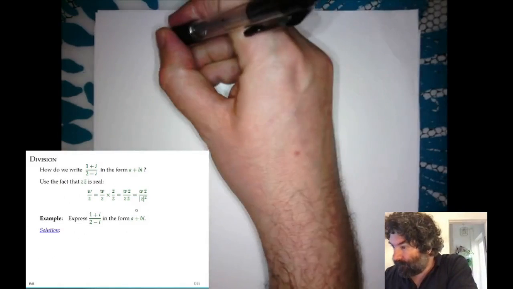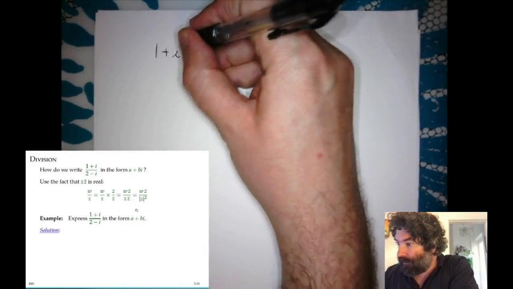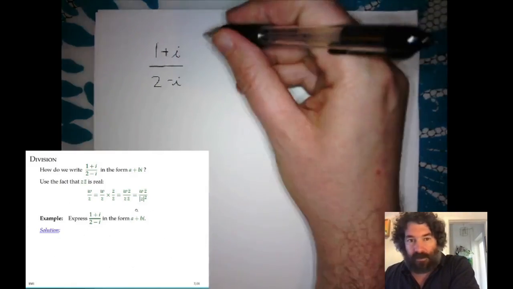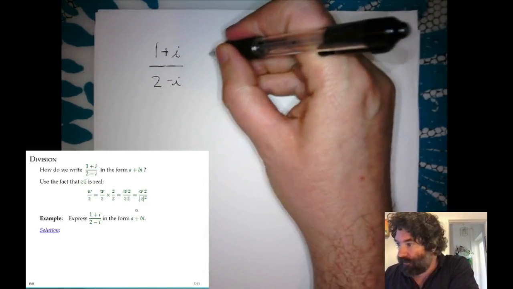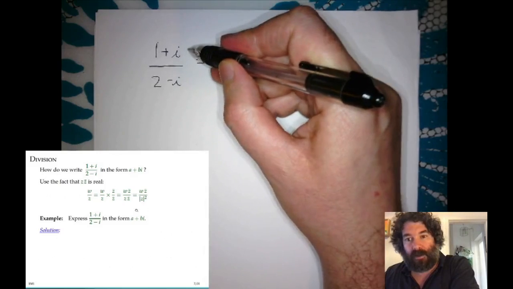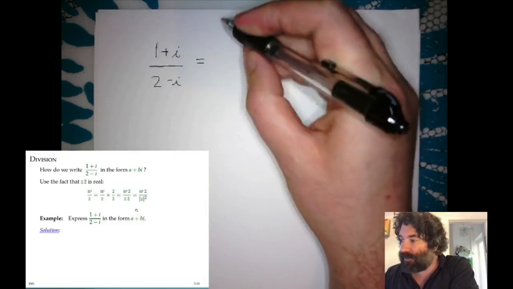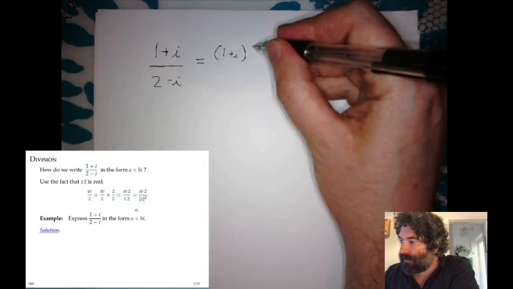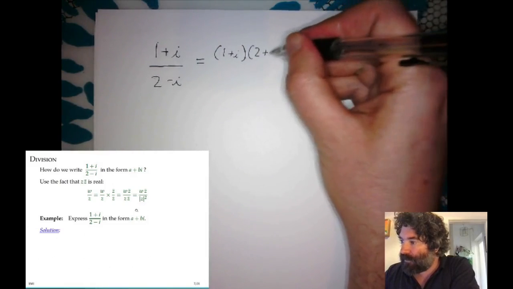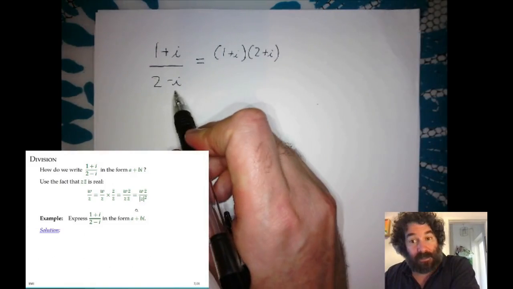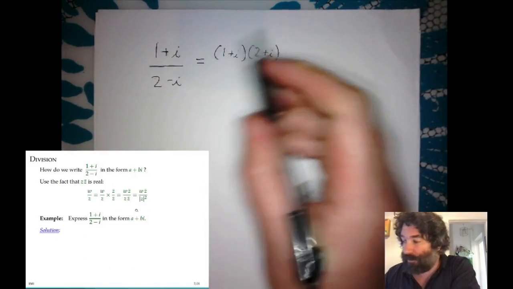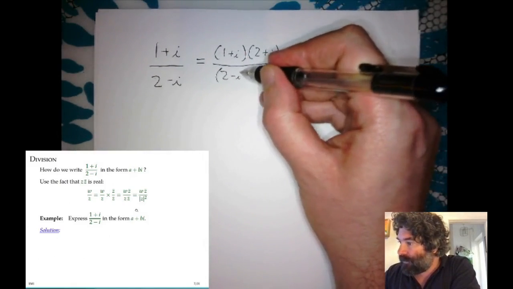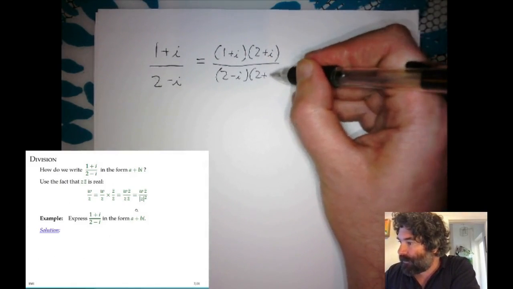So we have (1 + i) divided by (2 - i). As it's shown there, we're going to multiply and divide by the complex conjugate of the denominator. Then we're going to have (1 + i) times the complex conjugate of the denominator, 2 + i. The complex conjugate is obtained just by multiplying the imaginary part by -1, divided by (2 - i) times (2 + i).